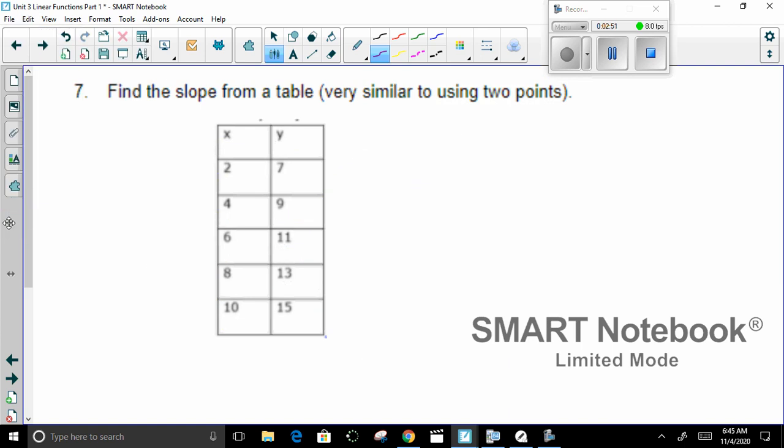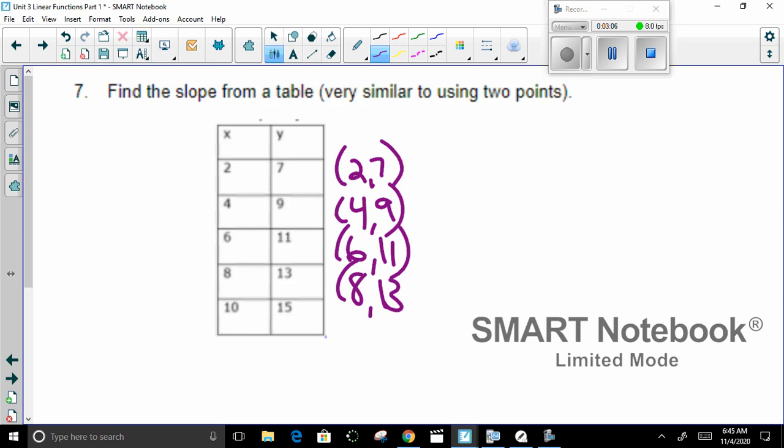All right, so find the slope from a table. It's very similar to using 2 points. These are all points. These are all sets of ordered pairs. So 2, 7 is an ordered pair, 4, 9 is an ordered pair, 6, 11, 8, 13, and 10, 15. So just consider these as a bunch of ordered pairs. You need to pick 2. It doesn't matter what 2 you pick. You could use the first 2. You could use the last 2. You're going to get the same answer no matter what. I'm going to use the first 2.